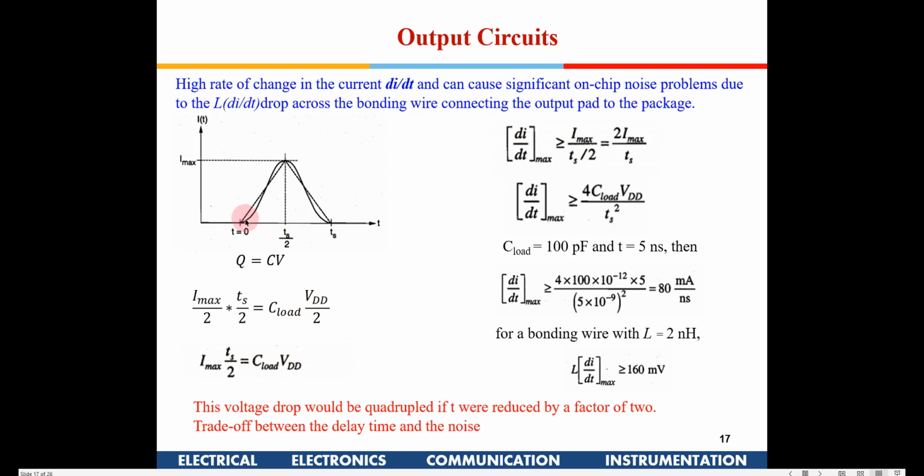And what is the rate of change of current here? This is the rate of change of current. So I max di by dt: from here to here the current is changing by I max in a time TS by 2. So it is 2 I max by TS. This is the maximum rate of change of current. Now if I substitute I max from these values out here, C load VDD by TS, I get this equation out here.